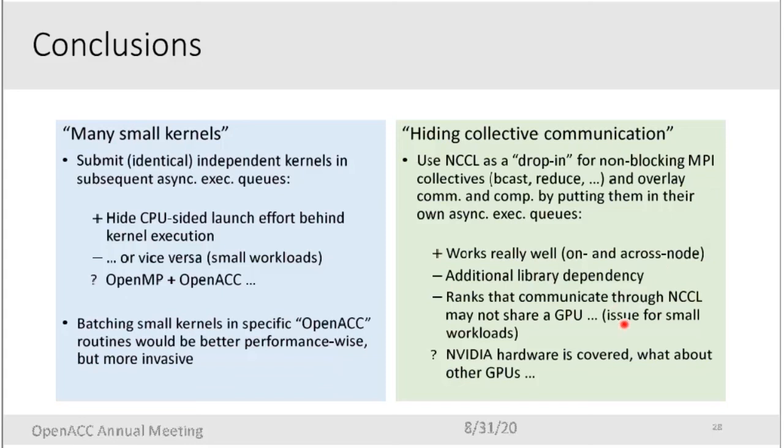Another thing is that we cannot use NCCL to have ranks communicate with each other that share a GPU. So this is an issue for us for small workloads, because single MPI ranks are often not able to saturate the GPUs. And another thing that remains a question maybe is, well, for NCCL, NVIDIA hardware is covered, but what about other GPUs? So those are essentially my conclusions of this talk.